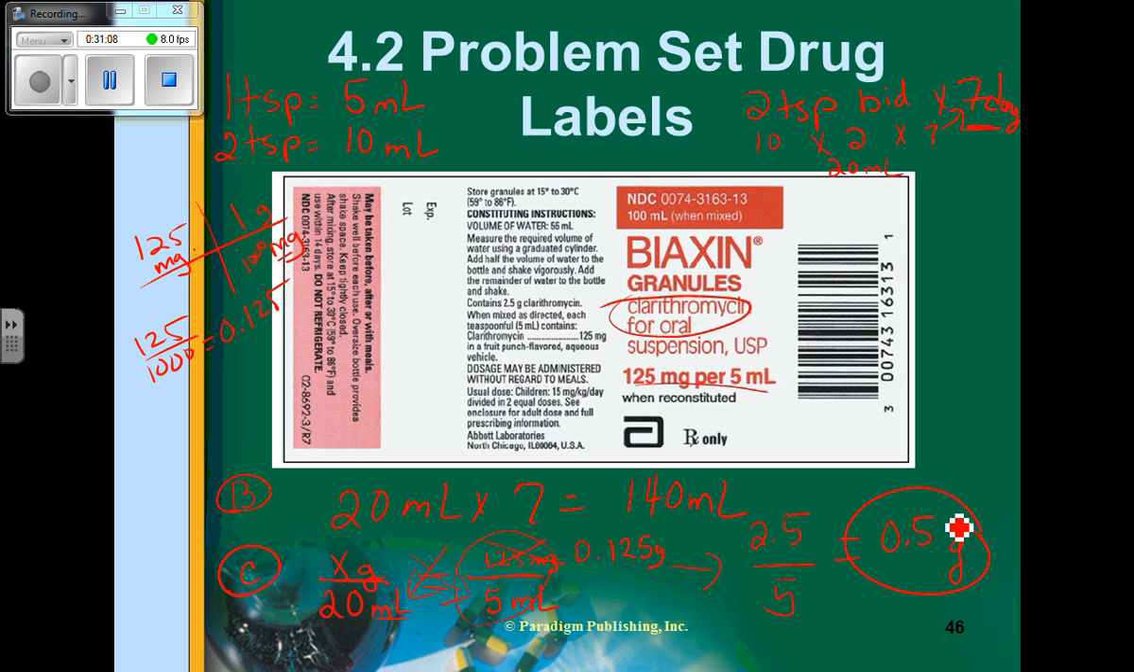And D is using the following drug label that you have here. How many bottles of Biaxin will be needed to fill this prescription? Well, if you notice here, it's got a total of 100 milliliters, and from answer B, you have 140 milliliters. You're going to need 2 bottles, so the 100 milliliters won't cover the 140. So for question D, you would need to give the patient 2 bottles of medicine.